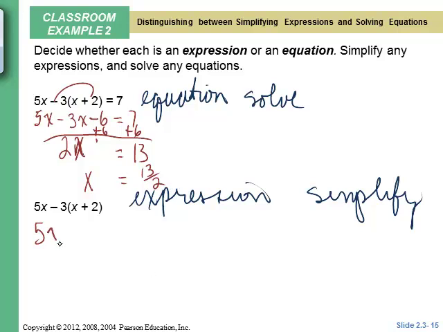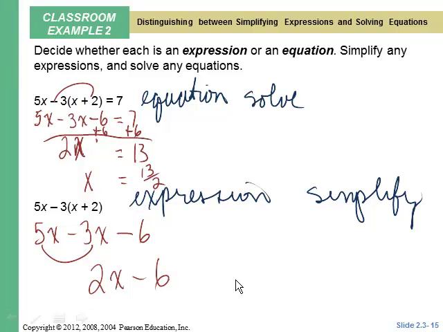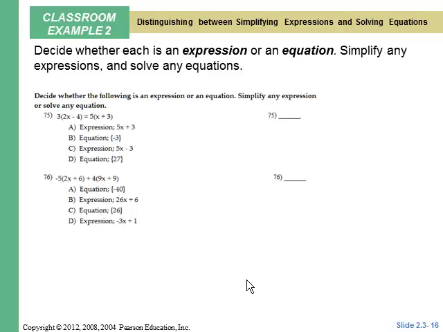Simplify 5x minus 3x minus 6. Simplify it. 5x minus 3x is 2x minus 6. So that's all that you can do with that when you don't get an answer. Okay, so you're supposed to decide whether it's an expression or an equation, and then simplify it or solve it.